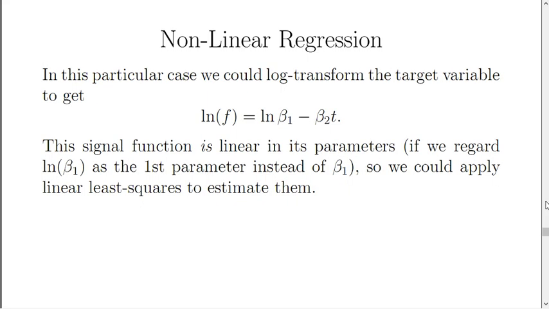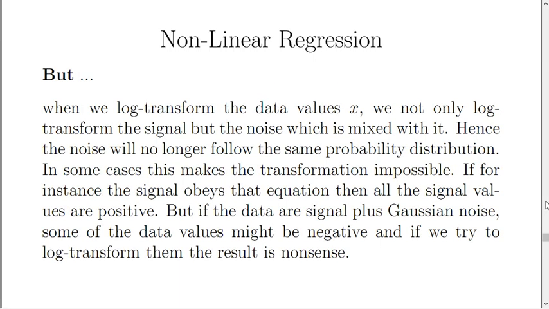In this particular case, we could log transform the target variable and get this. This signal function is linear in its parameters if we regard the logarithm of beta 1 as the first parameter instead of beta 1. So we could apply linear least squares to estimate them, but there's a catch. When we log transform the data values, we not only log transform the signal, but also the noise which is mixed with it. Hence, the noise will no longer follow the same probability distribution.